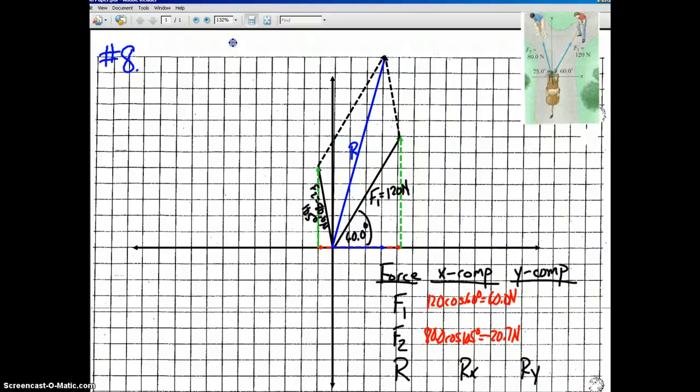Y components, 120 sine, because that y component is opposite the 60 degrees. Sine of 60 degrees, and then that equals 103.9 newtons.